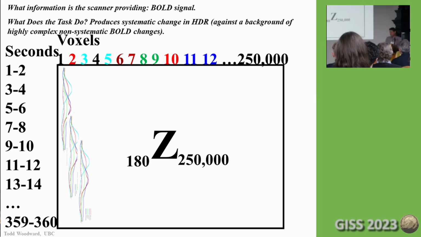So again, whatever task it is, there'll be brain areas that have different responses because those networks do different things, different parts of the task they're responsible for. So anyway, what do we have here? Because what does the task do? Produces systematic changes in hemodynamic response against a background of highly complex, non-systematic BOLD signal changes.